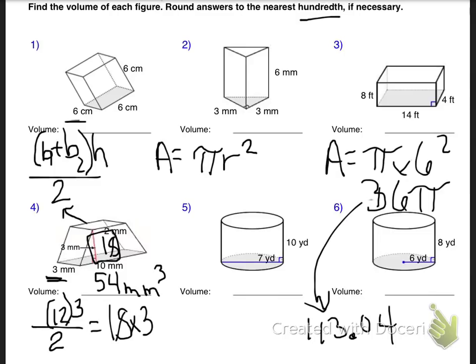Now we have to multiply that by how far we stretched it, so we're going to multiply by 8, which gives us a grand total of 904.32, and it's cubic yards. So, cubic yards. That's my creative way to deal with the lack of space.